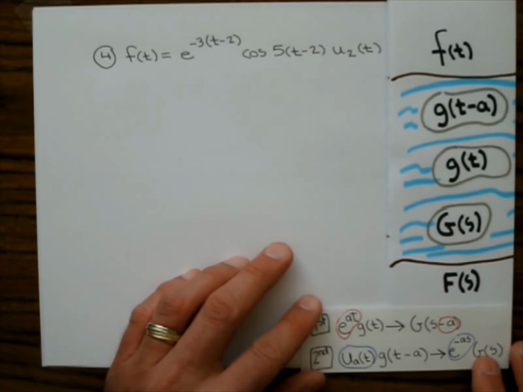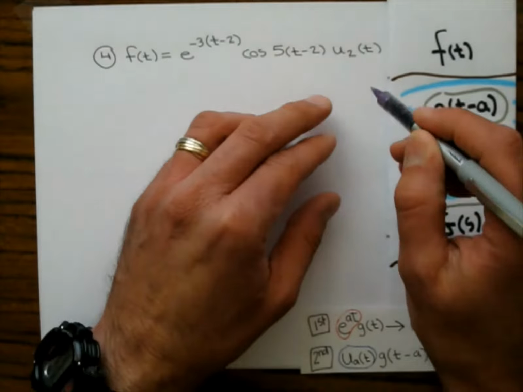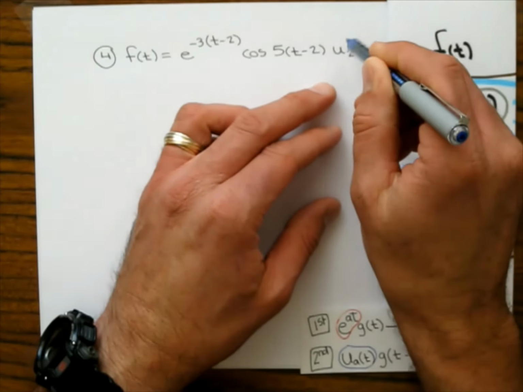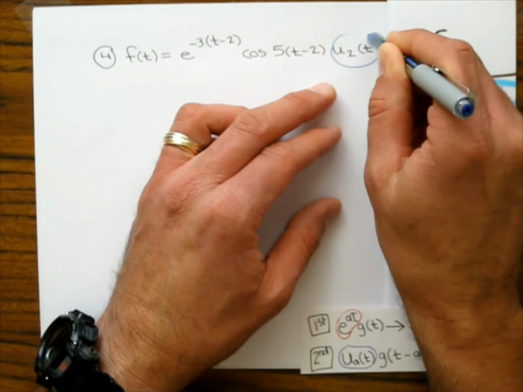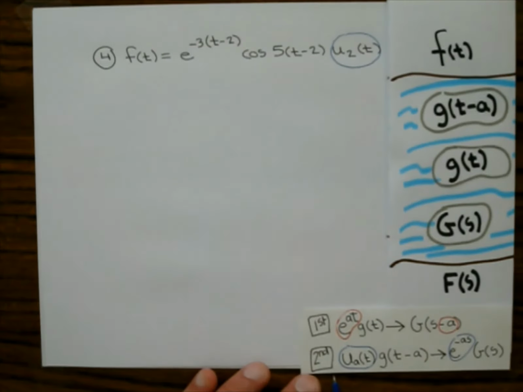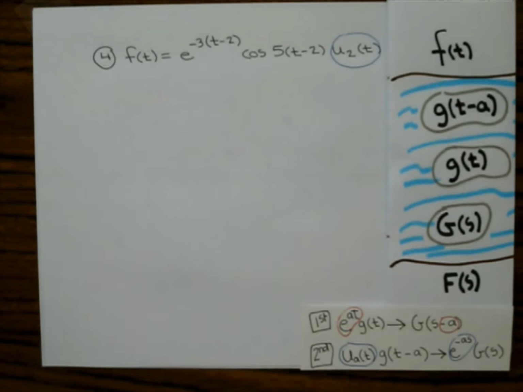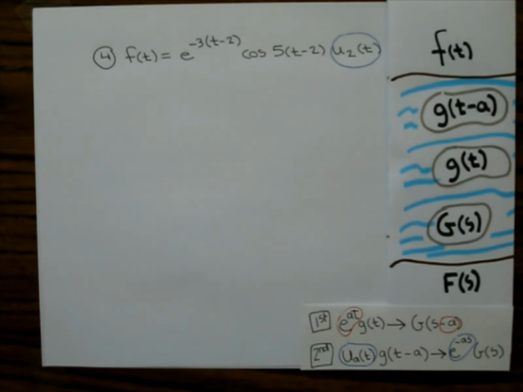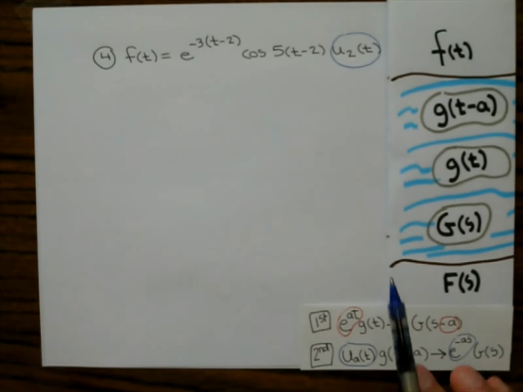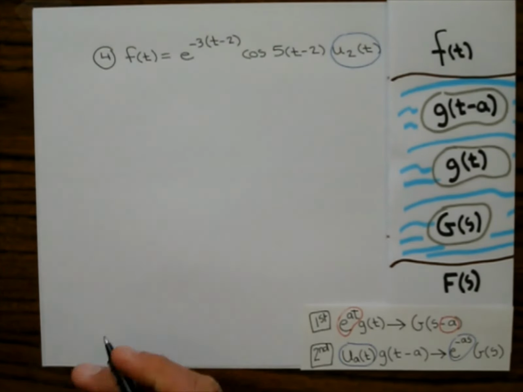Let's go ahead and identify the fact that this is u2, which means I'm doing a second shifting theorem. And that means I'm going to identify the rest of the function as g of t minus a, which is g of t minus 2. So let's write that down. So I have g of t minus 2.